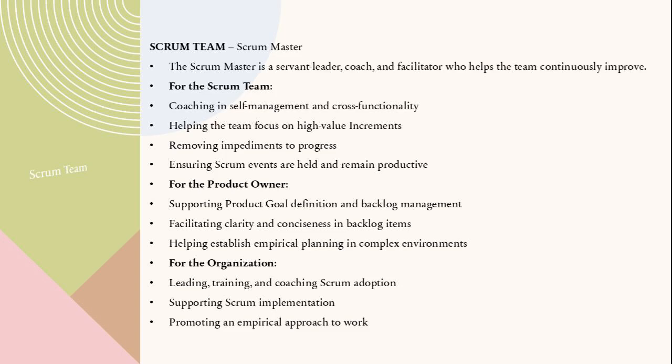The Scrum Master is a servant leader, coach, and facilitator who ensures Scrum is understood and enacted, while removing obstacles. For the Scrum team, coaches self-management and cross-functionality, helps focus on high-value work, removes impediments, and keeps events productive. For the product owner, supports defining the product goal, clarifies backlog items, and aids empirical planning. For the organization, guides Scrum adoption, trains teams, and promotes an empirical approach across the organization.